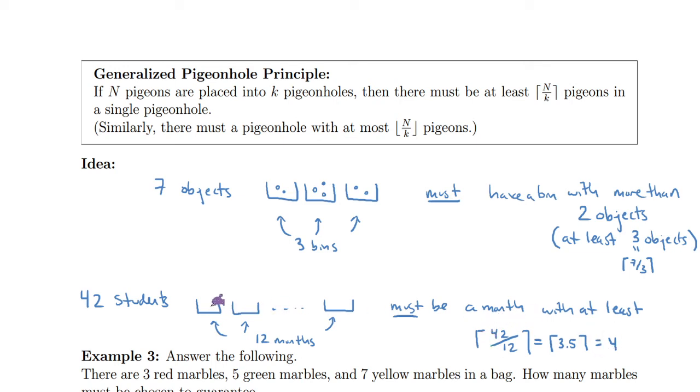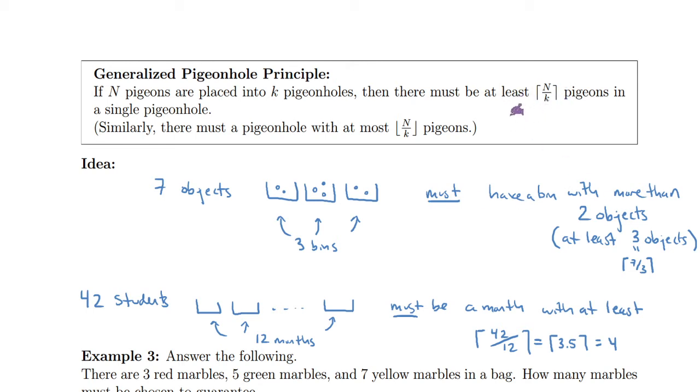Now, it could be possible that all of us were born, say, in the same month. That is a possibility, and that still satisfies the condition, that there must be a month with at least that many students. So keep in mind that the pigeonhole principle just gives you this guarantee, but it doesn't give you more information than you might think. We don't know exactly which one it is, and it could actually be much more than that. It's just giving you a bare minimum.